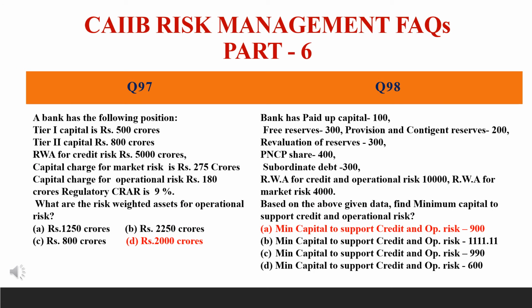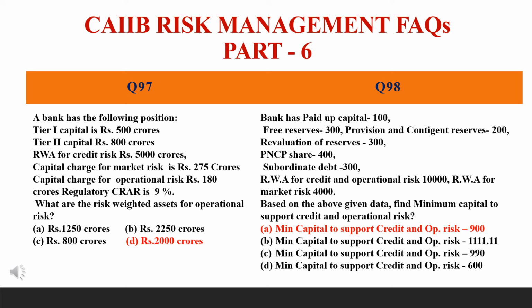Now, in this slide, see carefully the question. This is a practical question. A bank has the following position. Tier 1 capital 500 crores. Tier 2, 800 crores. Next is RWA, risk weighted assets for credit risk, 5000 crores. Capital charge for market risk 275 crores and capital charge for operational risk 180 crores. Then the regulatory CRAR they have specified is 9%. The question they have asked is: what are the RWA, risk weighted assets, for operational risk?